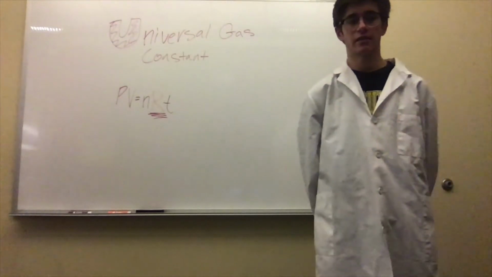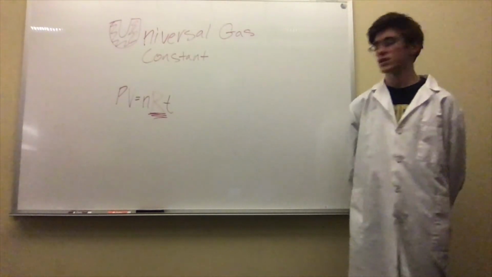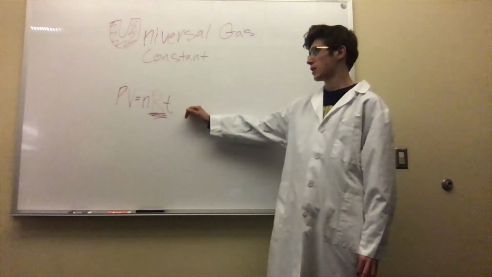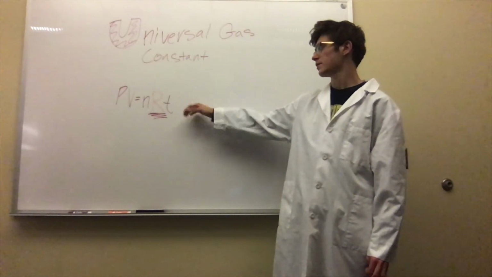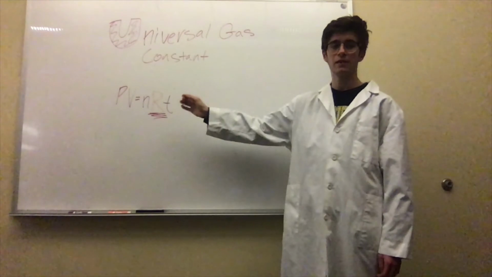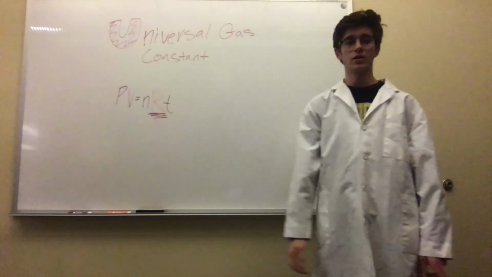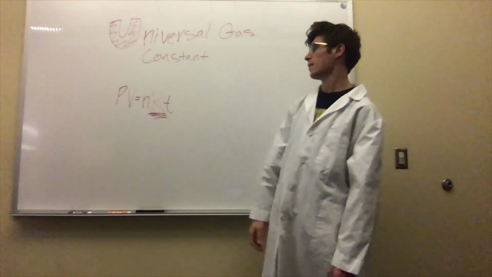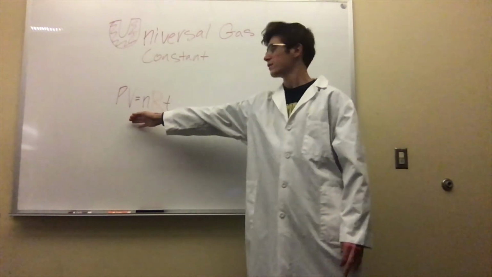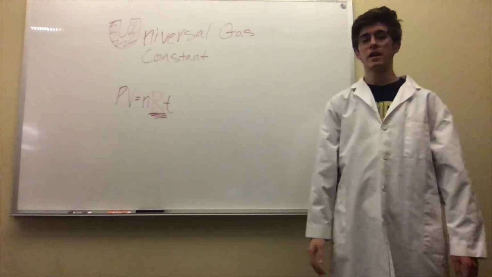R stands for the universal gas constant. That is the physical constant in the equation for the ideal gas law. Pressure times volume is equal to moles times the constant itself times temperature. PV is equal to nRT. Now, the value of R depends on the units for pressure, volume, and temperature. So, for example, when the pressure is in atmospheres, R is going to be about 0.08206.